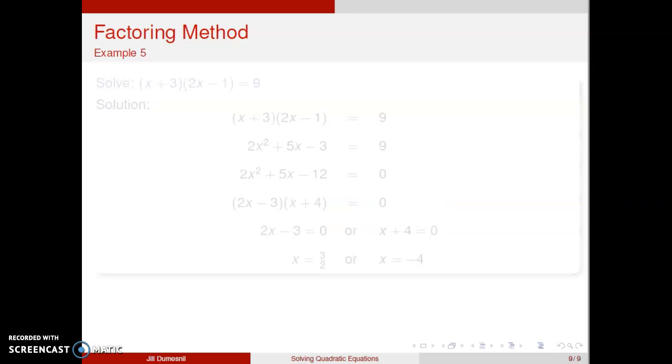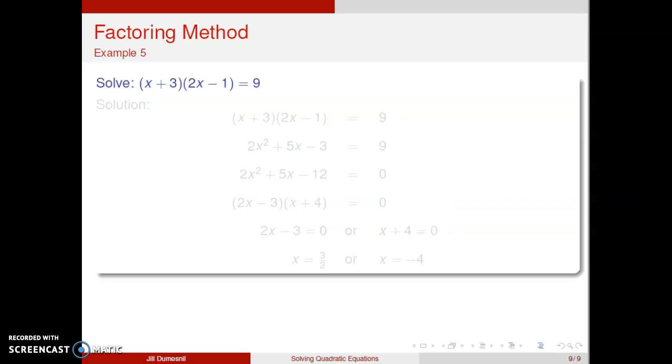Let's consider one last example. Solve the equation (x plus 3) times (2x minus 1) equals 9. This is a quadratic equation, although it is not in standard form. Also, we have a product, but the product equals 9. There is no theorem for a product equaling 9 because there are infinitely many ways to multiply two numbers and get 9. Let's try expanding the product and putting the quadratic in standard form.